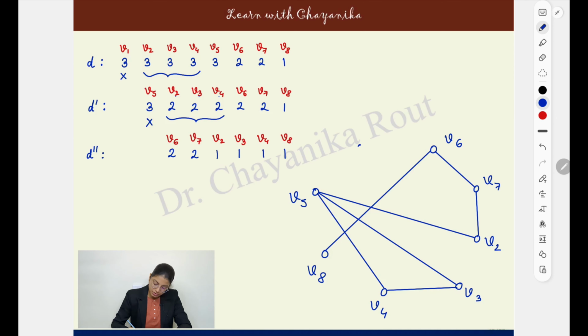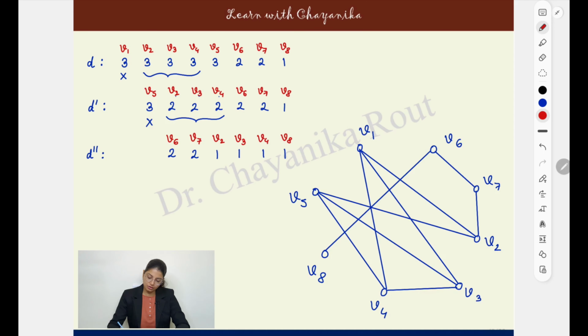And then we will construct for D. So we will insert the vertex V1. It is going to be adjacent to V2, V3 and V4. So make it adjacent to V2, V3 and V4. Okay. Now cross check by writing the degree values.